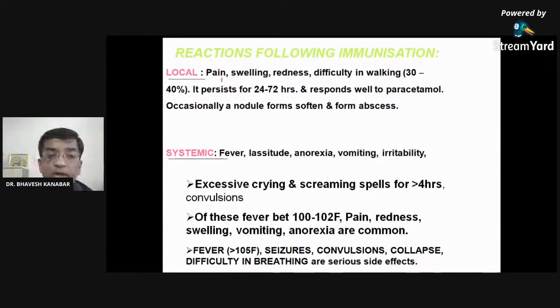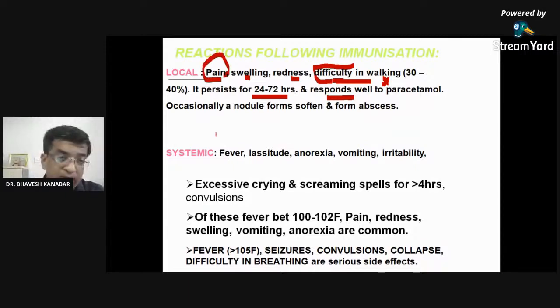Reactions following immunization: the common reaction after Penta and DPT vaccine is pain. Right? Among all the vaccines, the DPT vaccine as well as the Penta vaccine is more painful. There can be swelling, redness, and difficulty in walking, not observed in all cases. With the improved technique, difficulty in walking is not observed commonly, but pain and swelling are there. They can persist for 24 to 72 hours and respond well to paracetamol. Pain as a local symptom, and fever.